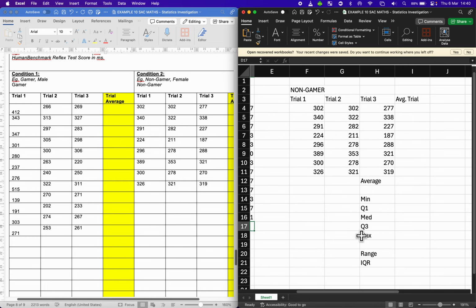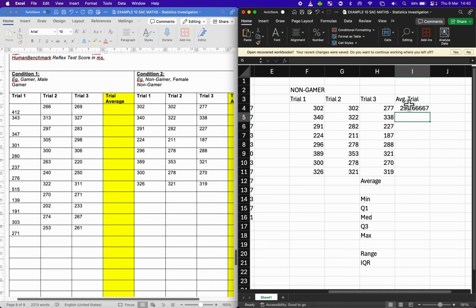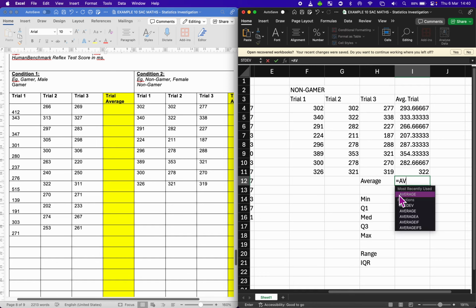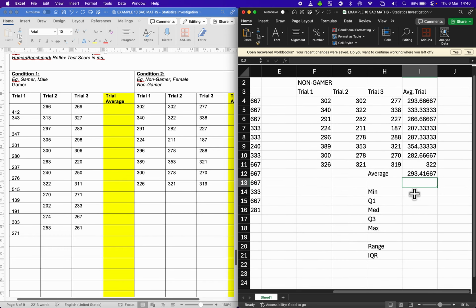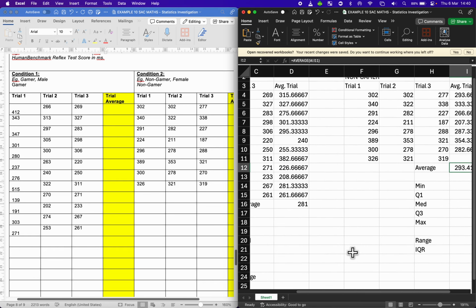Okay? I can do the same thing for the non-gamers. Equals av, select average, get those 3. This one is finding the average of the 3 trials for this particular person. Select the black box, drag it down. Now all these boxes are finding the average of each person. If I want to find the average of all the non-gamers, equals average, select all the averages, done. Now we can see that the average millisecond score of the non-gamers is 293.41 milliseconds.